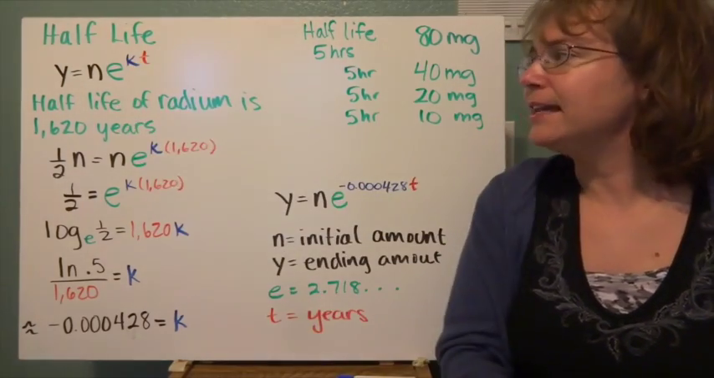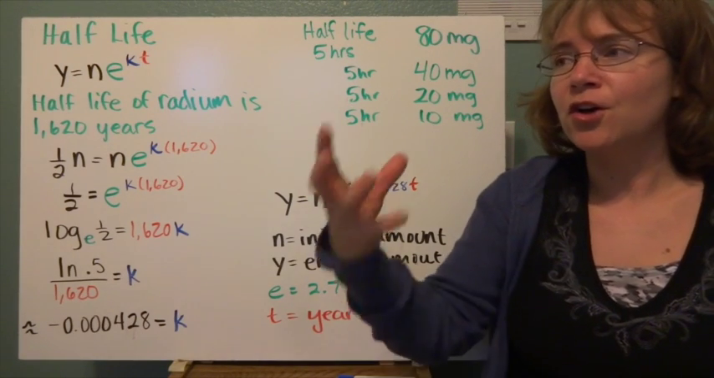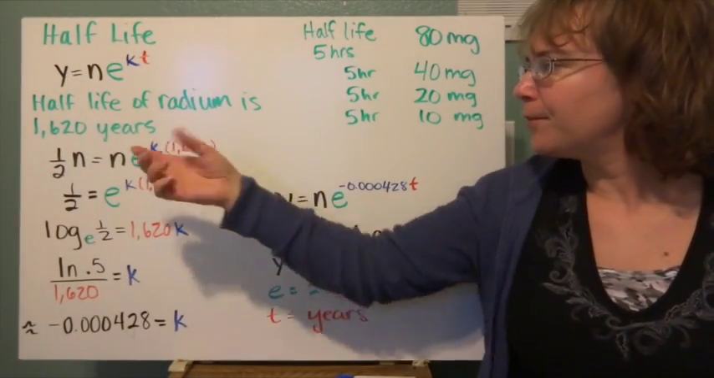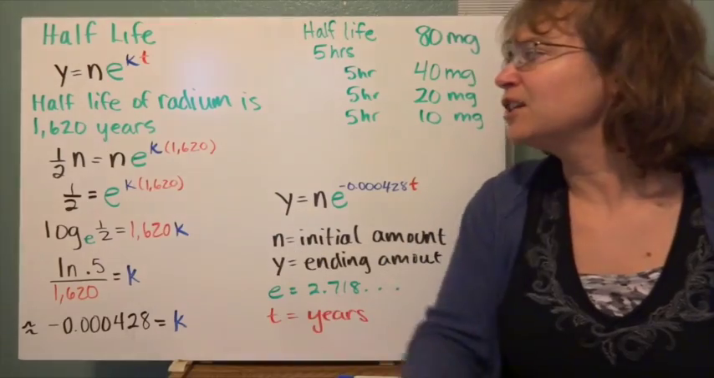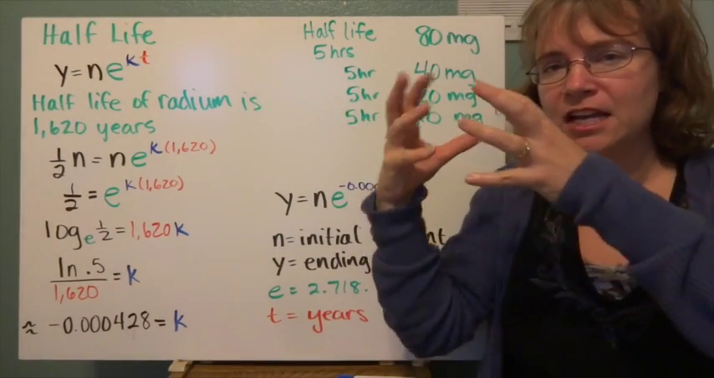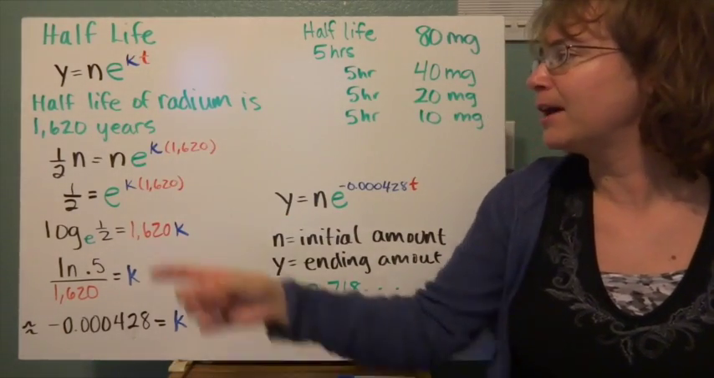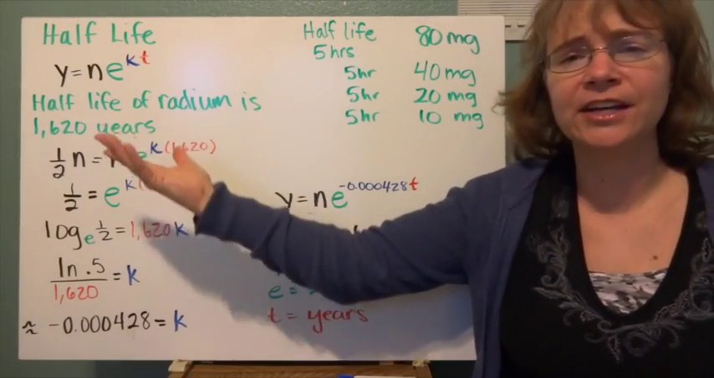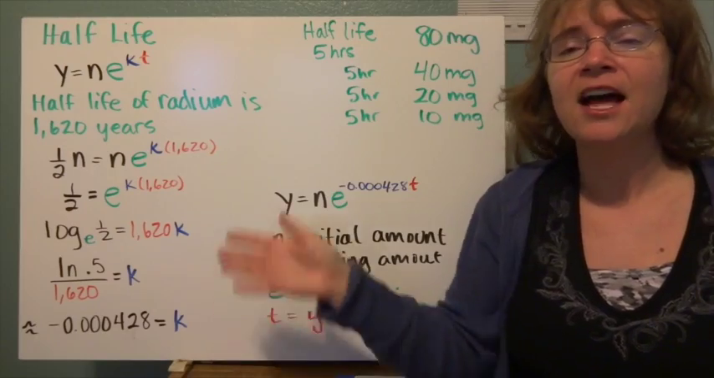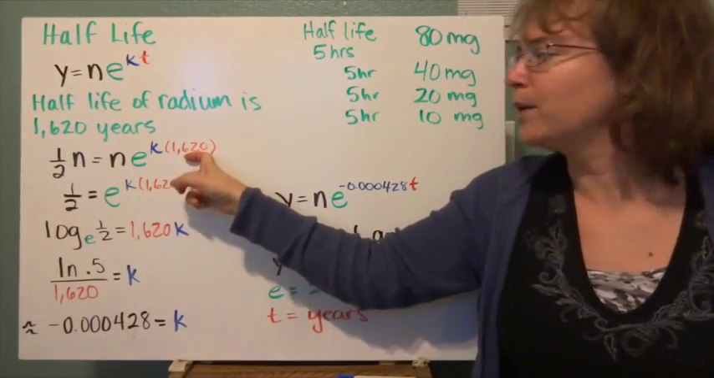So the half-life of radium, radium is a radioactive element that's unstable, so it decomposes at a constant rate, kind of falls apart, is 1,620 years. So if you have an initial amount of radium, after 1,620 years, you only have half that amount left. And so what I can do here is kind of a little trick. It doesn't really matter what my initial amount is. I'm going to have half of that initial amount after 1,620 years.